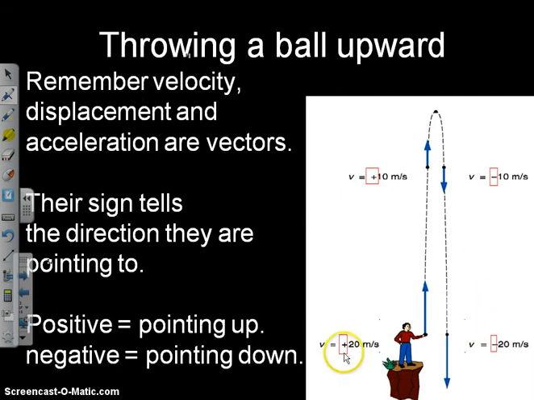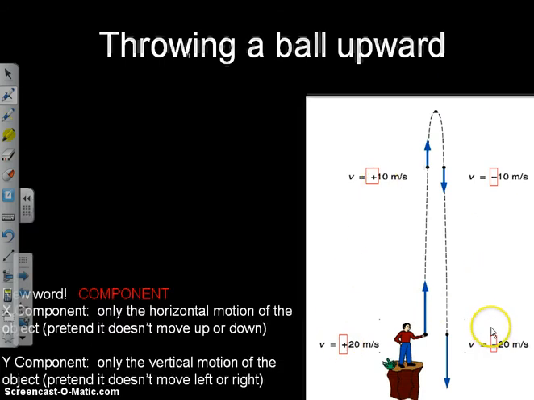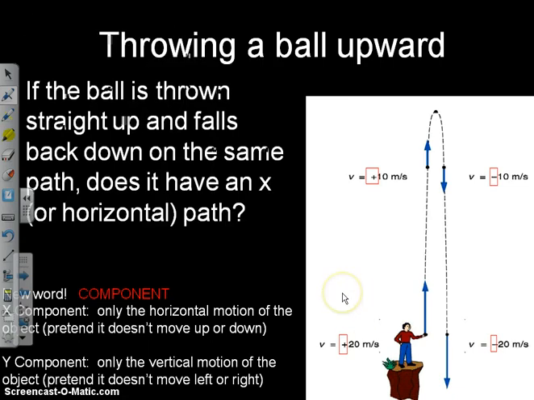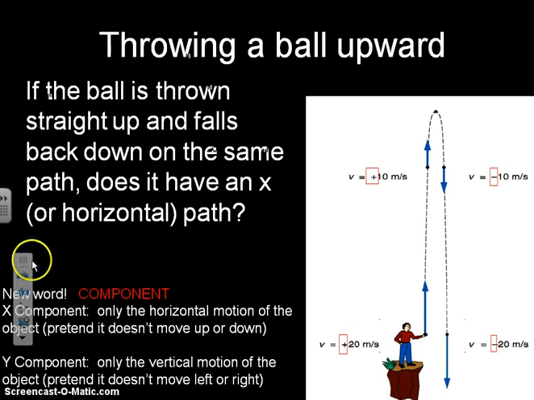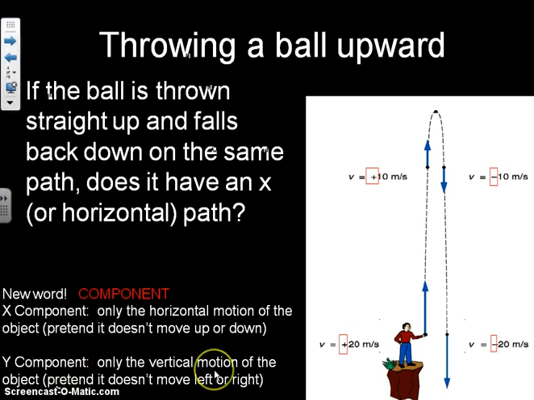What do the signs mean? If they're positive, it means up. If they're negative, it means down. We have a new word starting the beginning of next unit, so we're just going to get a little bit ahead. X component means the parts of a vector that are going in the horizontal direction, and Y component means only the vertical parts of a certain motion.